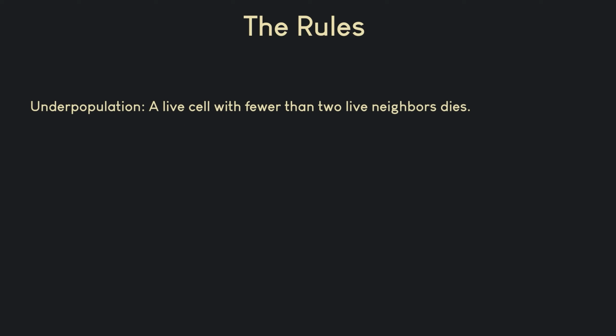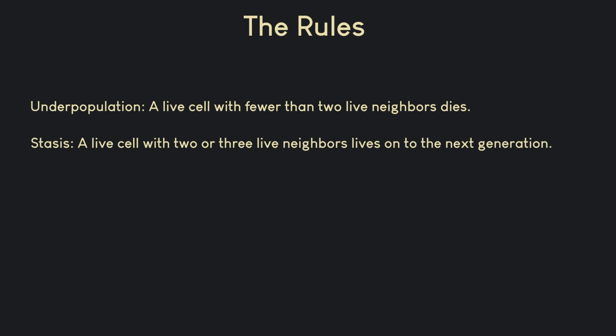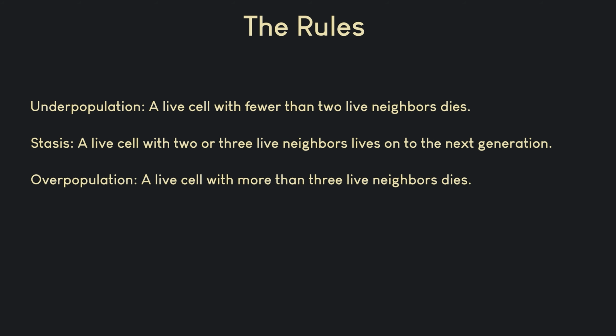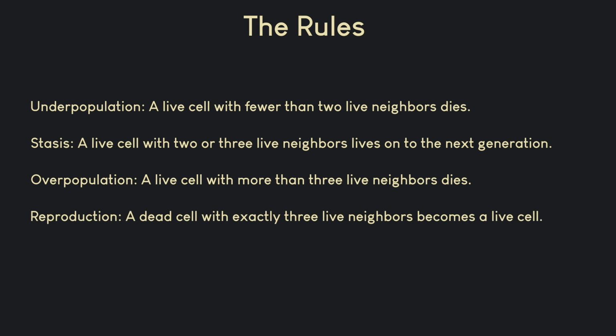Underpopulation. A live cell with fewer than 2 live neighbors dies, as if by underpopulation. Stasis. A live cell with 2 or 3 live neighbors lives on to the next generation. Overpopulation. A live cell with more than 3 live neighbors dies, as if by overpopulation. Reproduction. A dead cell with exactly 3 live neighbors becomes a live cell, as if by reproduction.